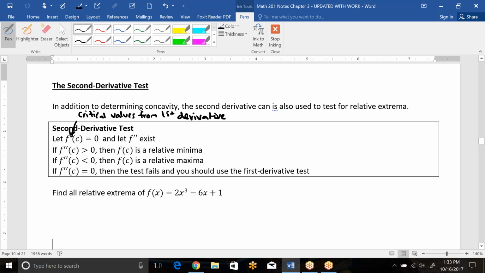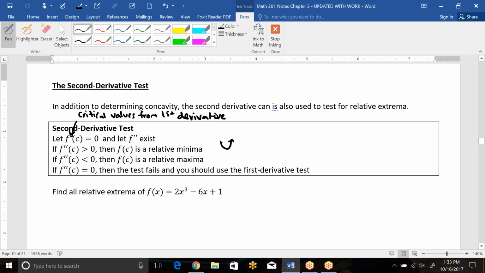If you know what those critical values are from the first derivative and the second derivative actually exists, then when you plug those critical values into the second derivative, if they come out greater than 0, then it's a relative minimum because that means it's like this, because it's concave up. If the second derivative comes out negative for that critical value, that means you're concave down, so you have a relative maximum. If it equals 0, then the test fails, and you should go back to looking at whether or not you're increasing or decreasing using the first derivative test.